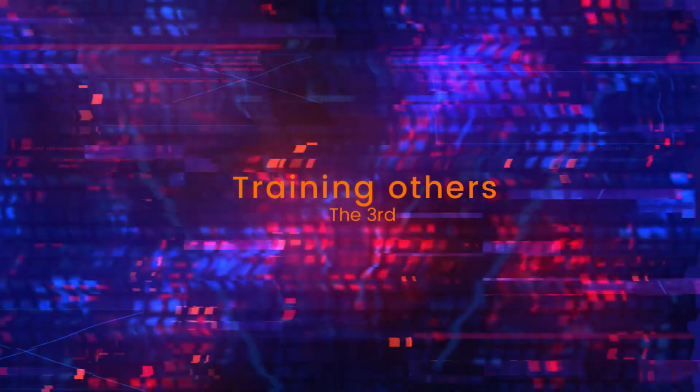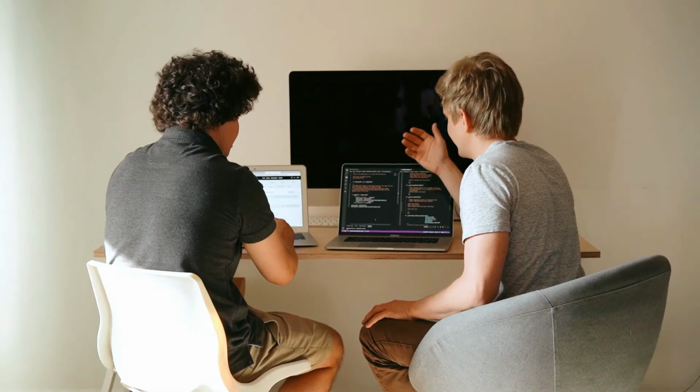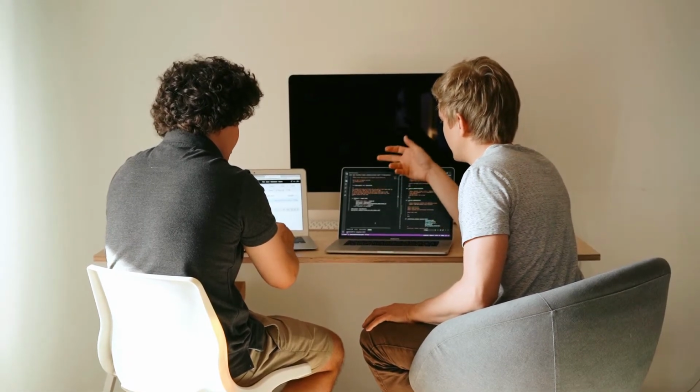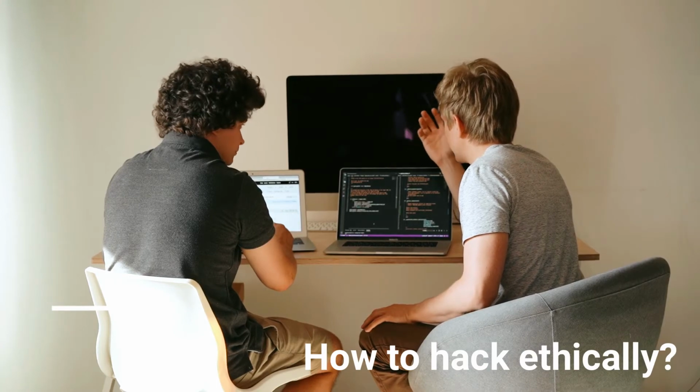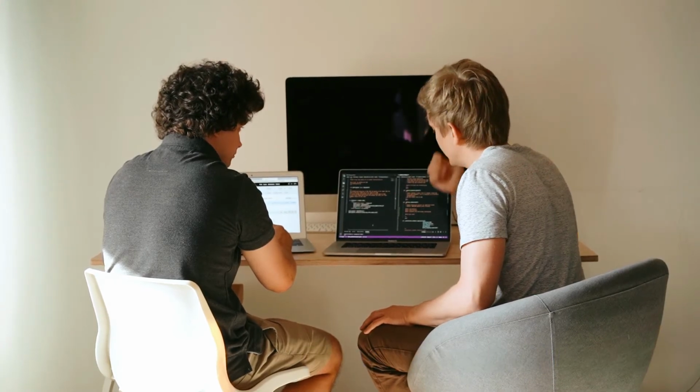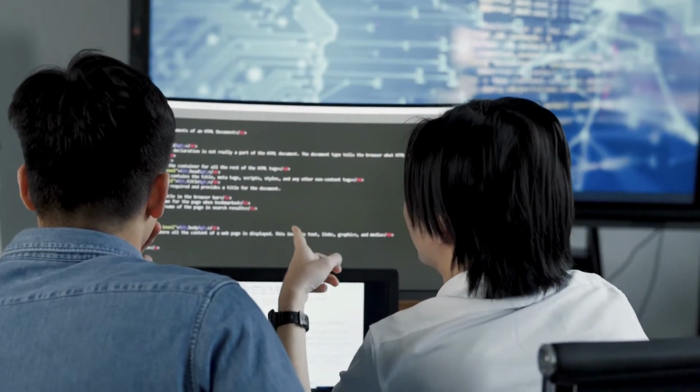The third way to make money with hacking is training others. Now that you know how hackers operate, you can help others by teaching them how to hack ethically or defend themselves against bad actors. You can help contribute to a safer internet by informing people about the dangers and training them on how to defend themselves, all while making some extra dough.